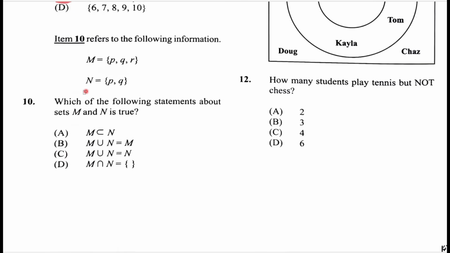Number 10 refers to the following information. Set M is PQR, set N is PQ. Which of the following statements about M and N is true? Now, if you bring them together, if you have a union between them, you'll basically get back M. So M union N will give you back M. If you bring them together, you will get back PQR, which is actually M. All right, so that's B as in bat.